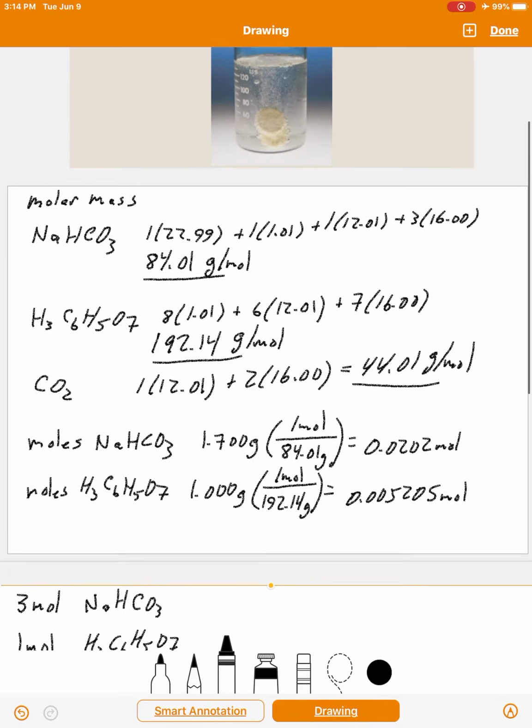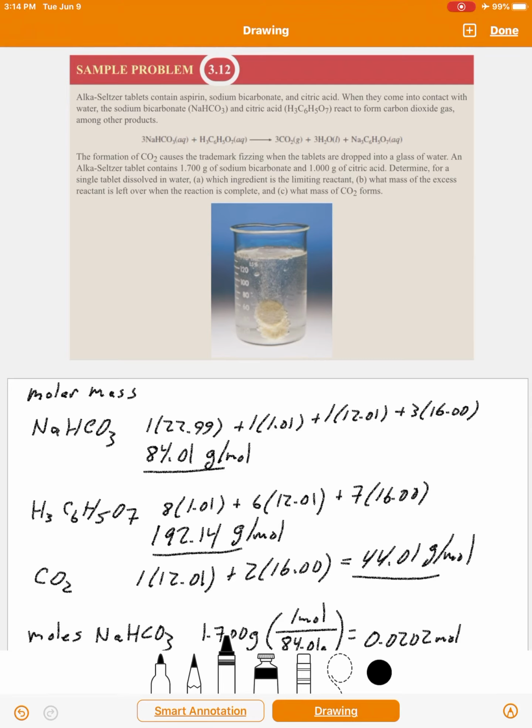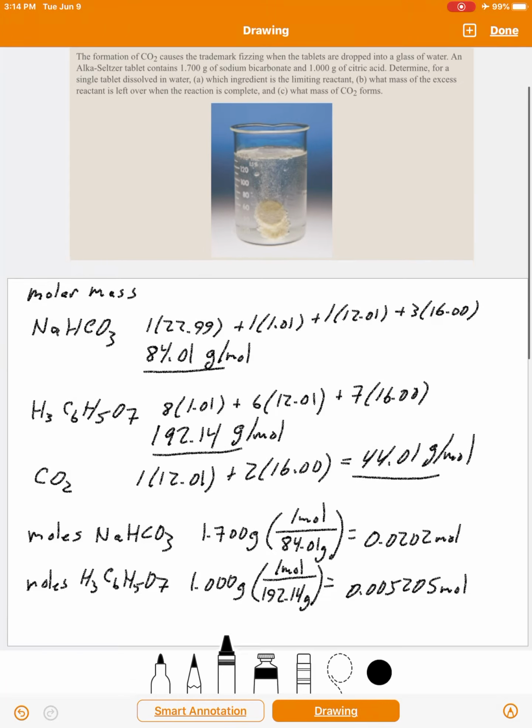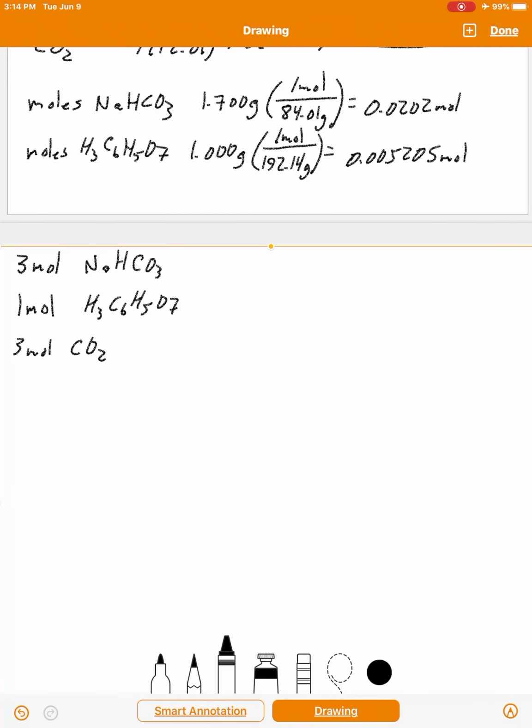Okay, you see where these numbers come from, right? The 3 is the coefficient in front of sodium bicarbonate. Think of a tricycle. In a tricycle, you have 3 wheels, 3 wheels for 1 frame. That's what those numbers are telling us. 3 moles of sodium bicarbonate are required to react with 1 mole of citric acid, which will produce 3 moles of CO2. Okay? So here's what I'm going to do.